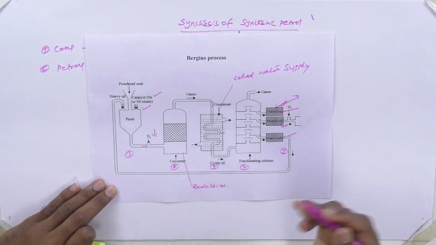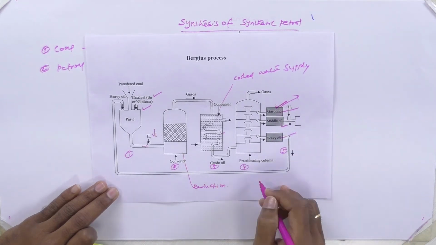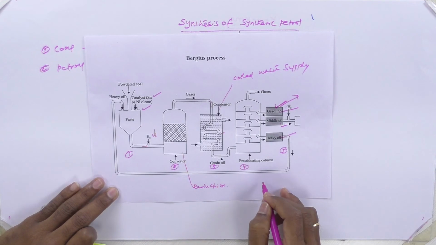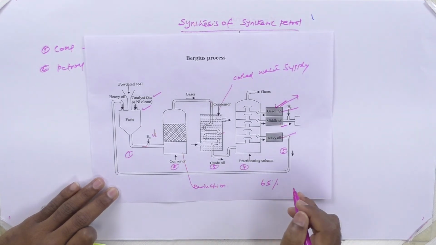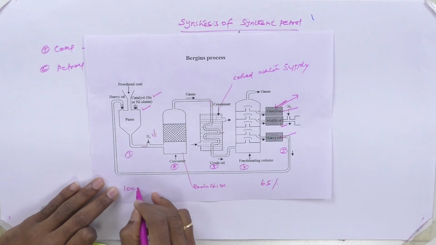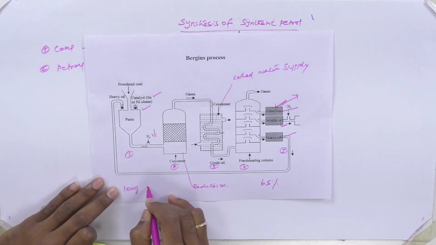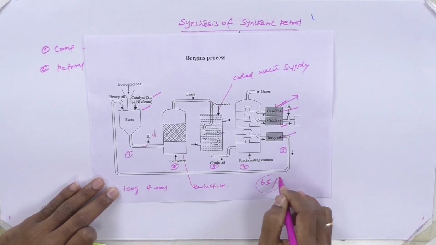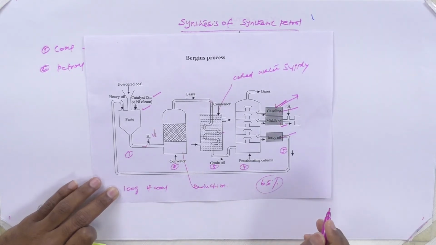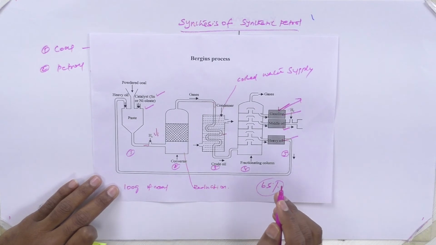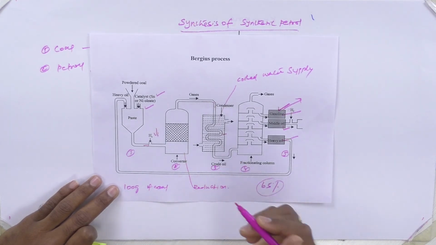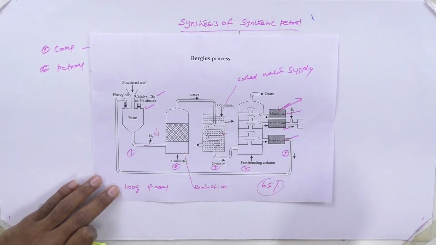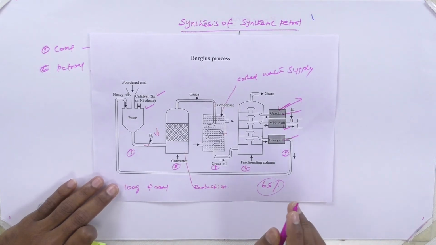When you look at the output of this process, it gives us about 65% of gasoline, which means if you take 100 grams of coal, for the conversion process we get 65% of gasoline. So this is one of the important processes which can be used for synthesis of synthetic petrol from coal components. And what are the advantages?